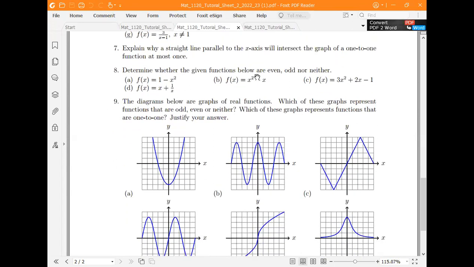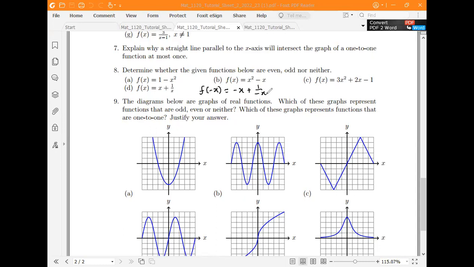Determine whether the given functions below are even, odd, or neither. Something that we really spent time on. Maybe you'd want to look at this one. So you check what f of negative x is. So it will be negative x plus 1 over negative x. So you see that it's not the original function, so it's not even.